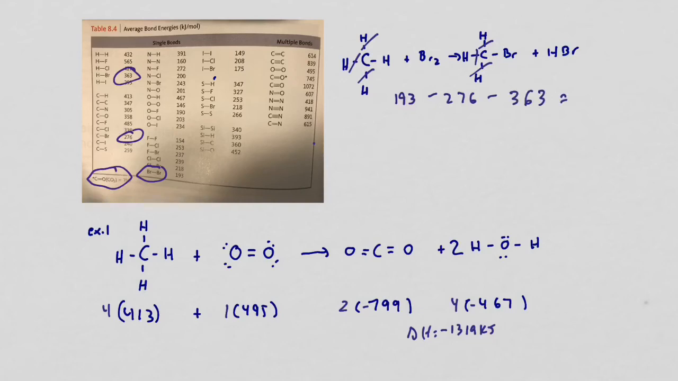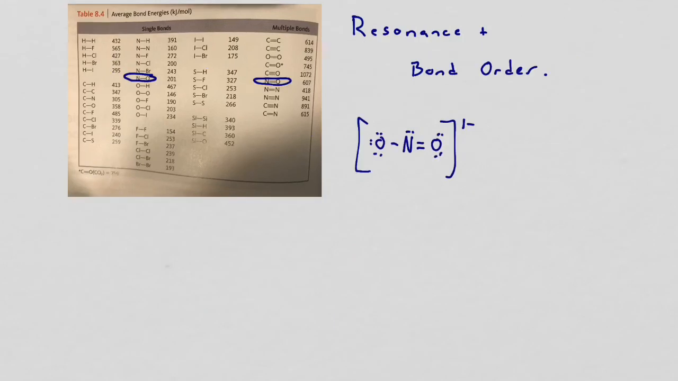I'm going to pause again and break out my calculator. And so I get negative 446 kilojoules for that. Notice I just ignored those ones that don't break or form during the process, right?